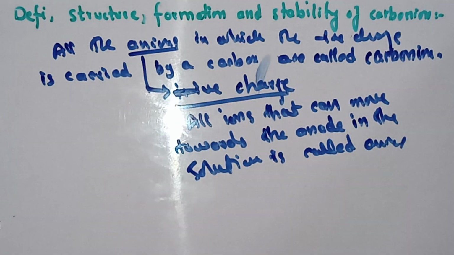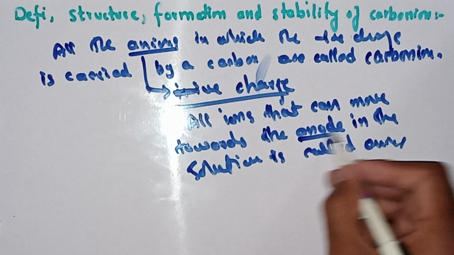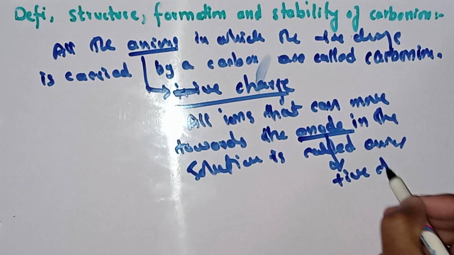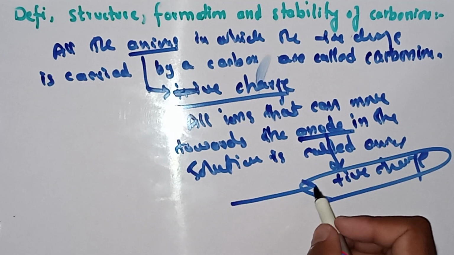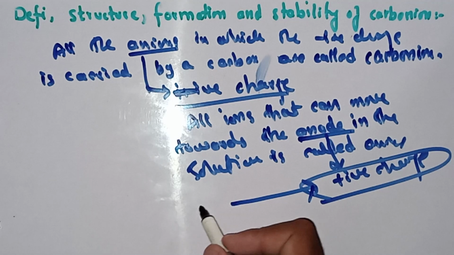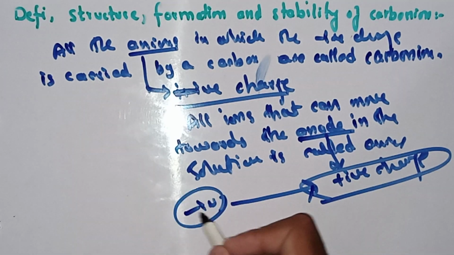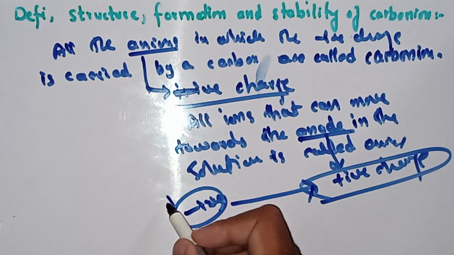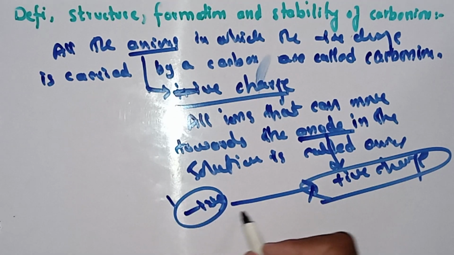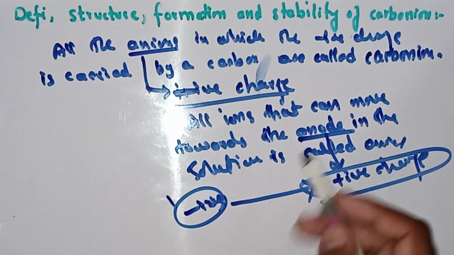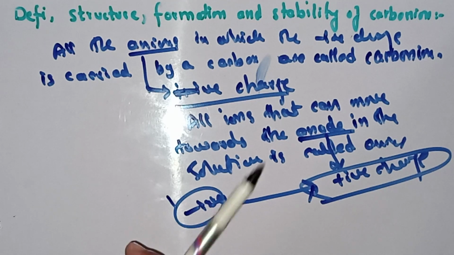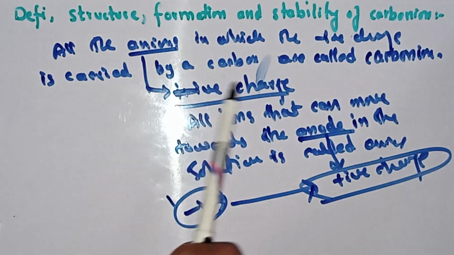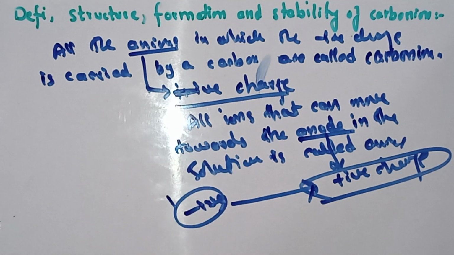So anion means that while the anode has a positive charge, all the ions that approach the positive charge should have a negative charge. All these ions that have negative charge will approach the anode. So all the ions that have negative charge, where this negative charge is carried by a carbon, are called carbanions. Is it clear? This is the definition of carbanion.